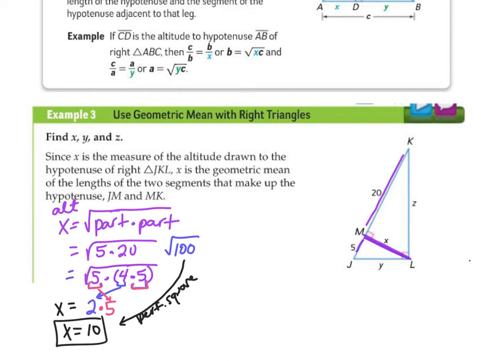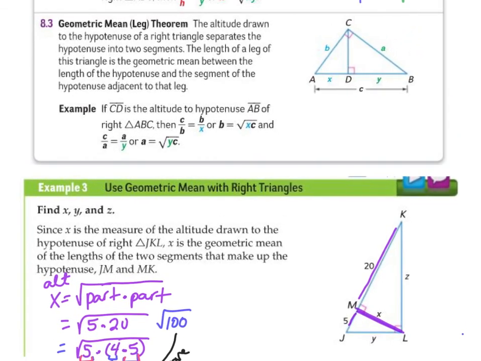Either method works. If you need to factor it out to see your perfect squares, fine. If you can see that it's already a perfect square, that works as well. The thing to remember: altitude equals part of your hypotenuse times part of your hypotenuse.